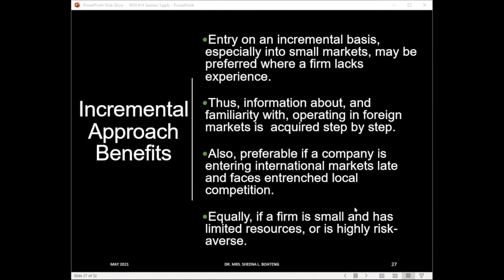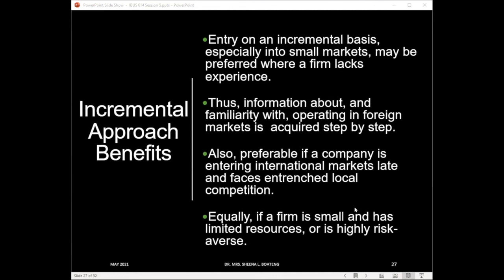And these include the fact that using an incremental approach to enter various markets is usually preferred when a firm is just starting out with very limited resources and very limited experience. It helps to be able to test out your competencies in a small area and then slowly take on more, right? Rather than just taking on so much and not being able to handle it and then losing out on the whole opportunity altogether, right?